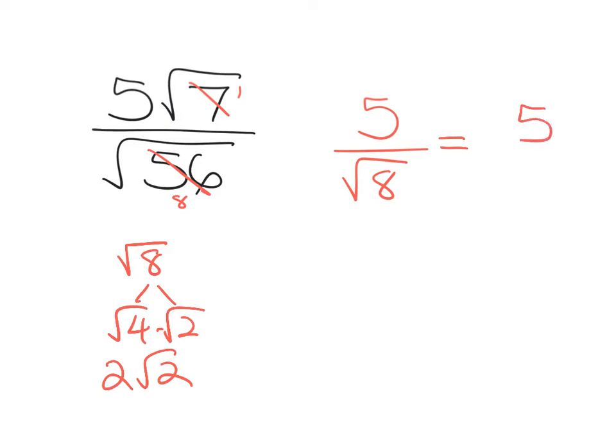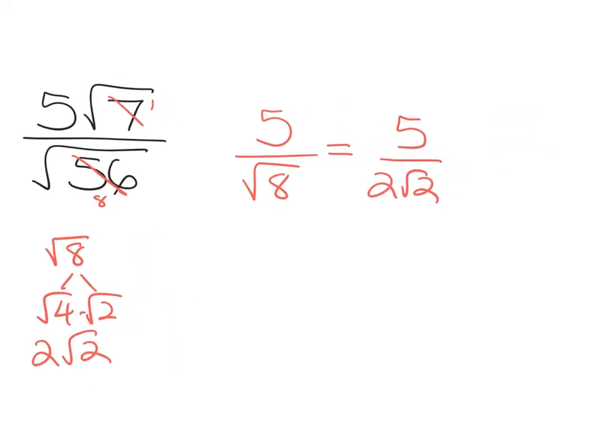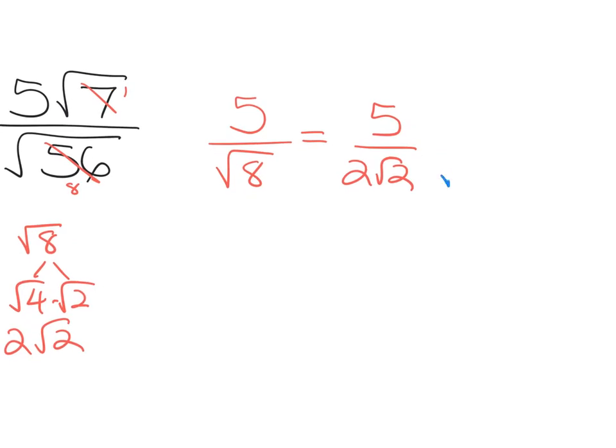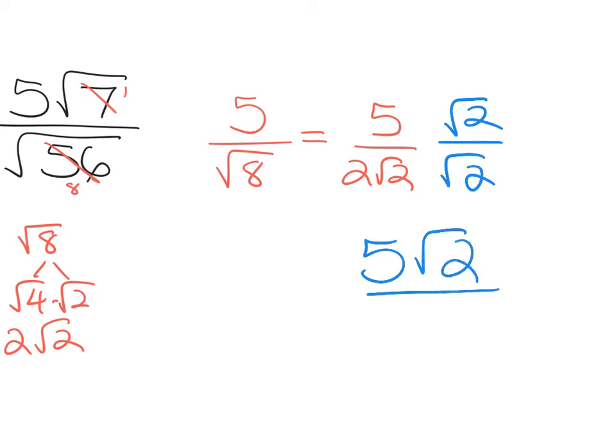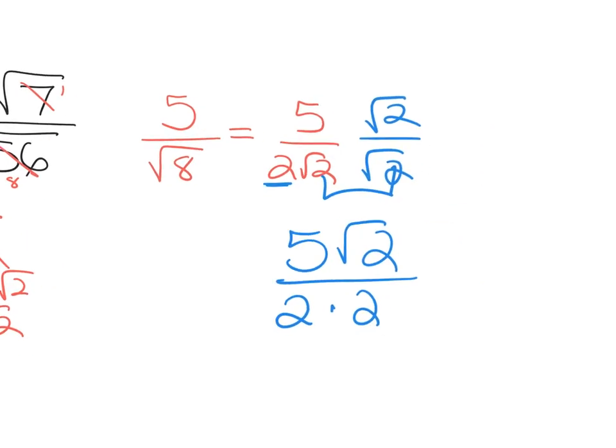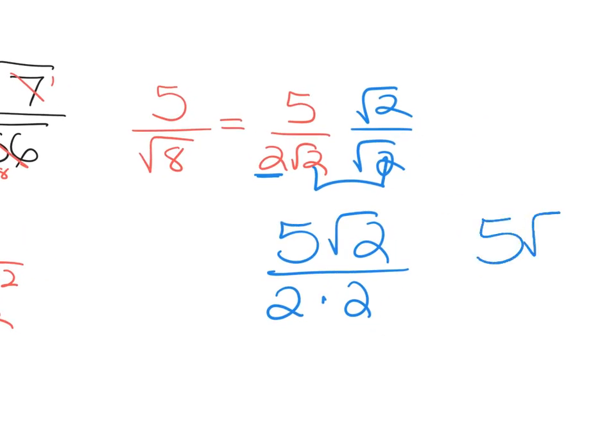Let's make this 5 over 2 radical 2. And now to rationalize it, I'm just going to multiply it by the square root of 2. So then this would become 5 square root 2 over this 2 times this 2, the pair. So then this final answer is 5 square root 2 over 4.